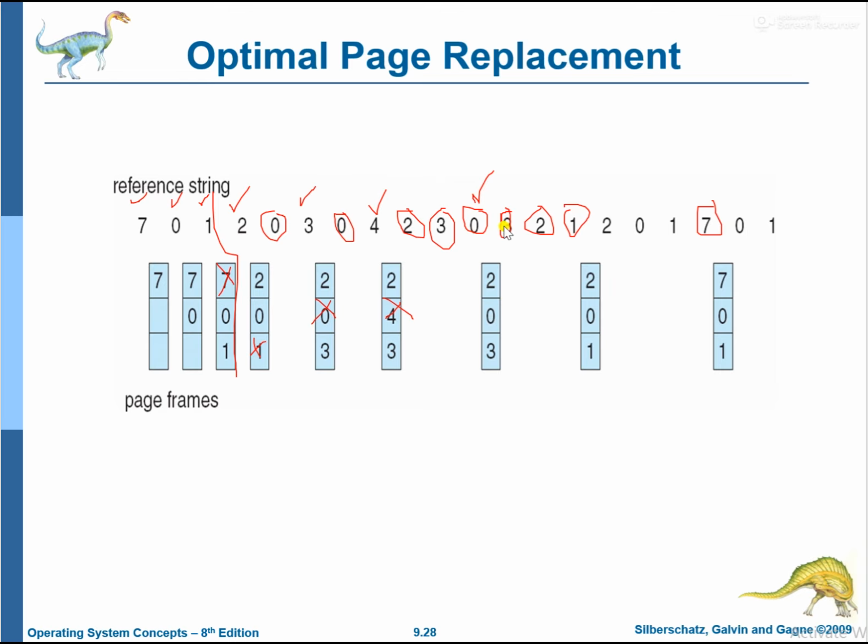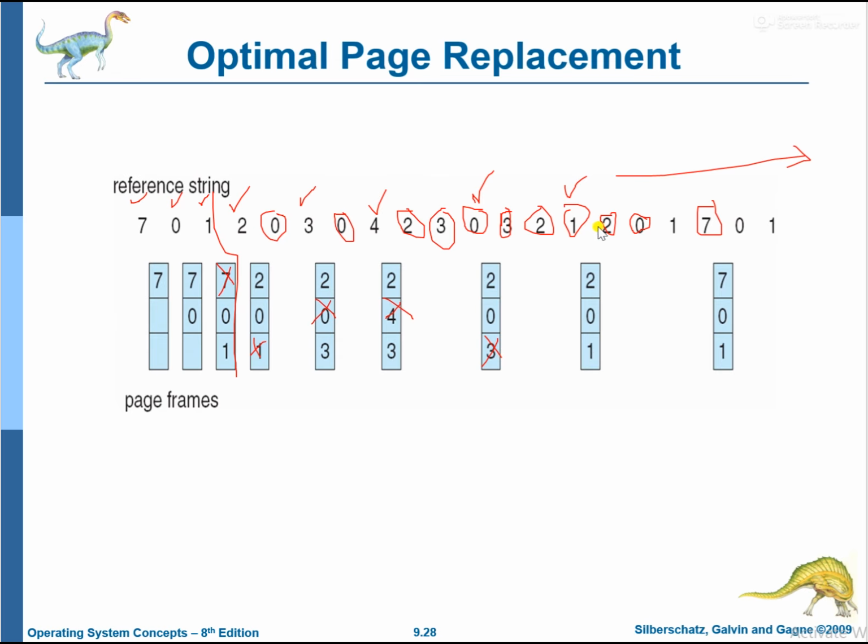Now 3 is needed, 3 is already there. 2 is needed, 2 is already there. Now 1 is needed and 1 is not in the memory. Memory currently has 2, 0, 3. So which should be the most appropriate victim? We will do the same thing. Wherever a page fault occurs, we look at this side. 2 is needed here. When 0 is needed, 0 is needed over here. And 3 is not needed in the future, so 3 is the most appropriate victim. We choose 3 as a victim and bring 1 in the place of 3.